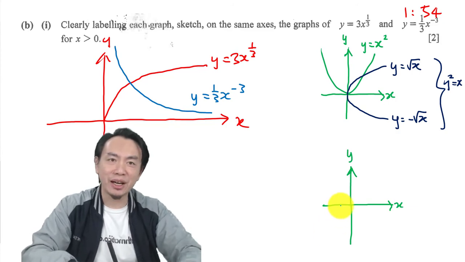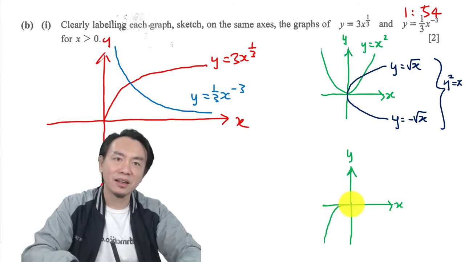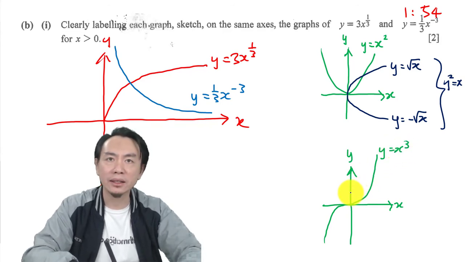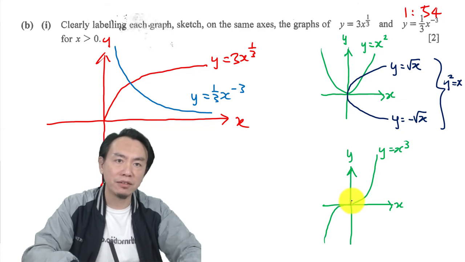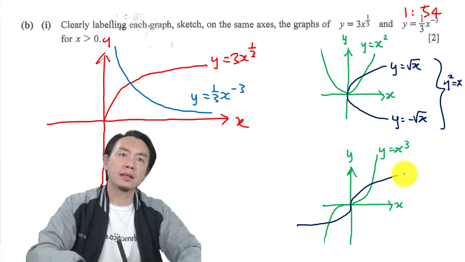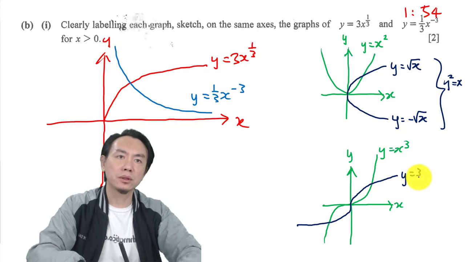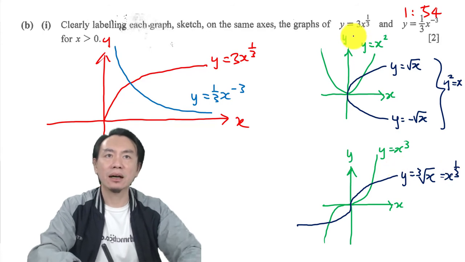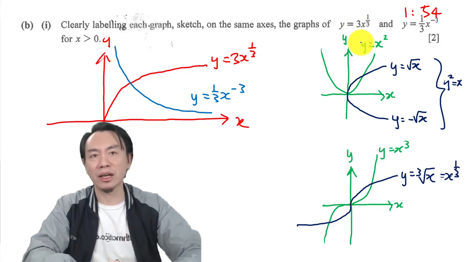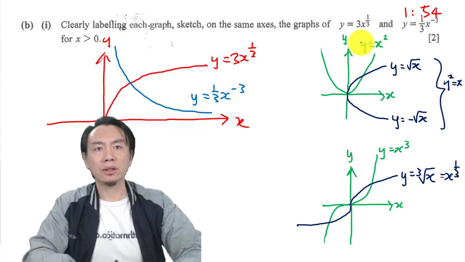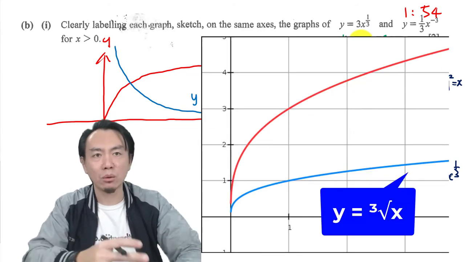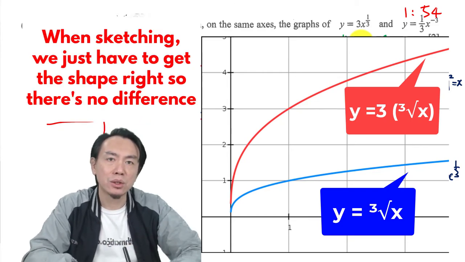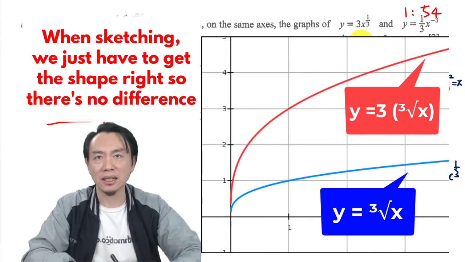You have the x cubed graph that looks like this. So when you have the x to the power of 1/3 graph, the cube root graph, it in fact looks like this. This is y equals the cube root of x, or you can say that it is x to the power of 1/3. Now the 3 here will not change the basic shape of the graph. So the graph of y equals cube root of x and y equals 3 times the cube root of x doesn't look exactly the same, but the shape is the same. So if this is a sketch, then it's immaterial.